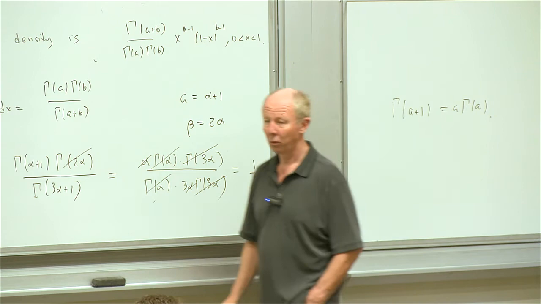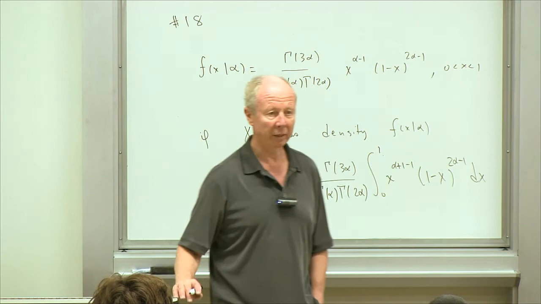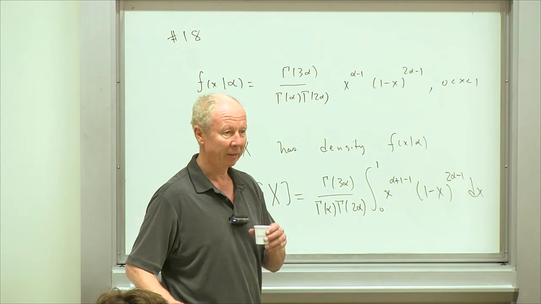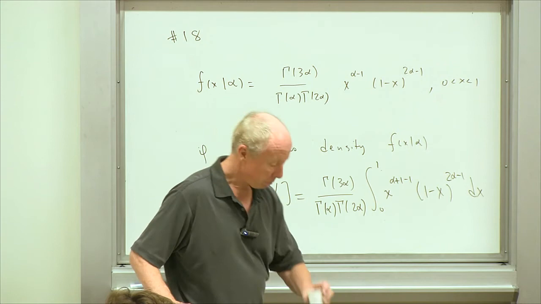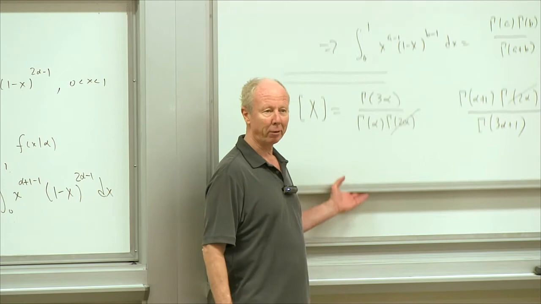So can we use the first moment, the first statistical moment, like x bar to estimate alpha? No, because it'll approximate 1/3, and 1/3 doesn't depend on alpha. So what do you do next? Well, one of the moments must depend on alpha. Let's try the second moment.